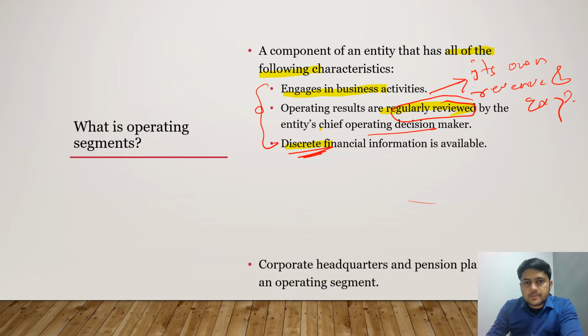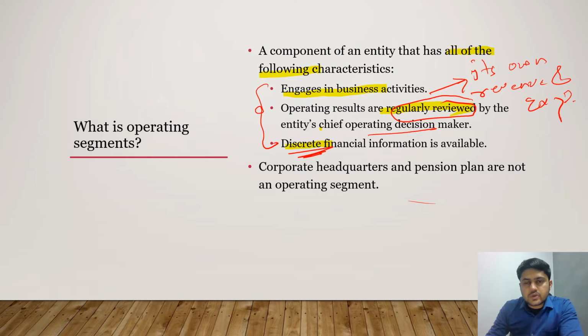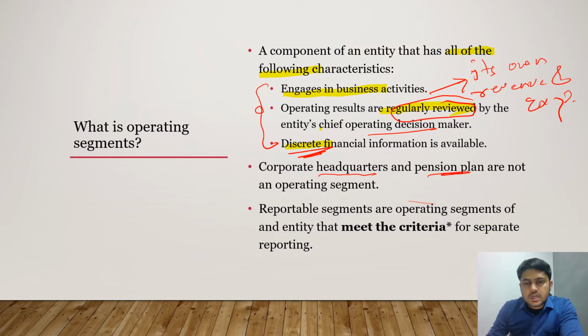Some other points would be that corporate headquarters and pension plans are not operating segments. Why? Because corporate headquarters do not have their own revenues, and a pension plan does not engage in business activities. Then, moving ahead, reportable segments are operating segments of an entity that meet the criteria for separate reporting. The criteria we'll be discussing in the following slides.